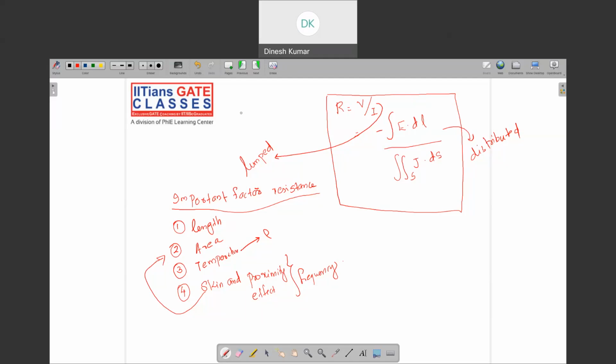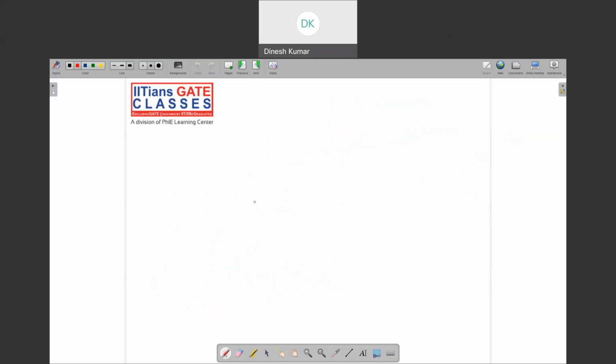Now we can look at inductance. Resistance we have completed, then we will go to inductance. So what is the basic definition of inductance? What does inductance basically mean? Inductance is basically a property which gives the ratio of flux linkage to current.